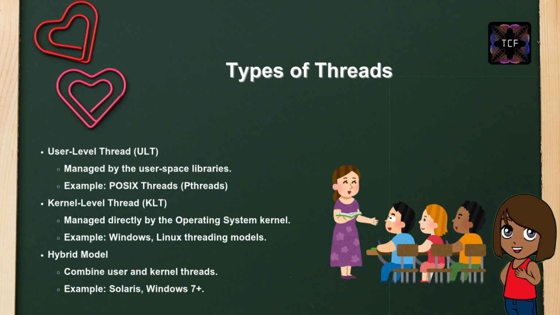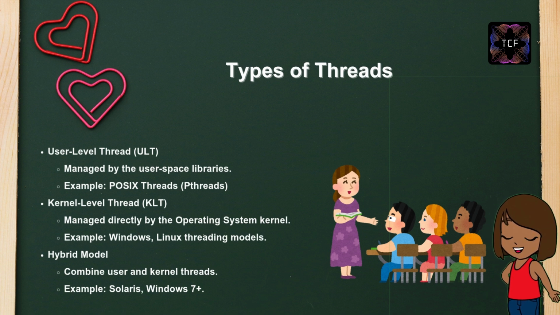B. Kernel-level threads, KLT, managed directly by the operating system kernel. The OS schedules and manages these threads, and they can run in true parallel on multi-core CPUs. Example: Windows, Linux threading models. Analogy: like students in class being monitored and directed by a teacher, the OS.